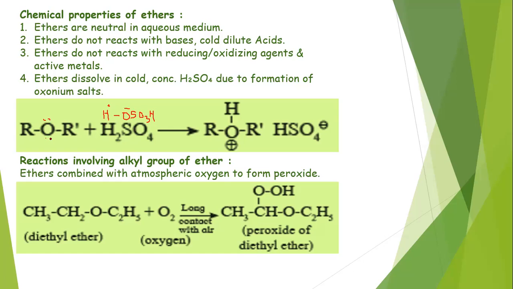The unused electron pair on this oxygen undergoes electrophilic attack by H plus ion, and it forms the oxonium salt of ether. This is a salt because this is a plus ion and this is a minus ion, the OSO3H minus ion.